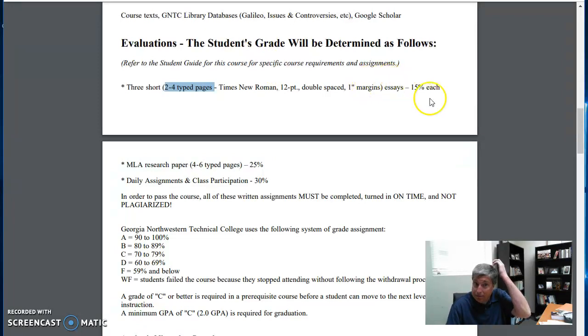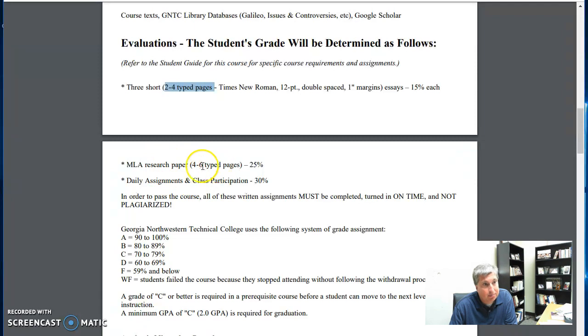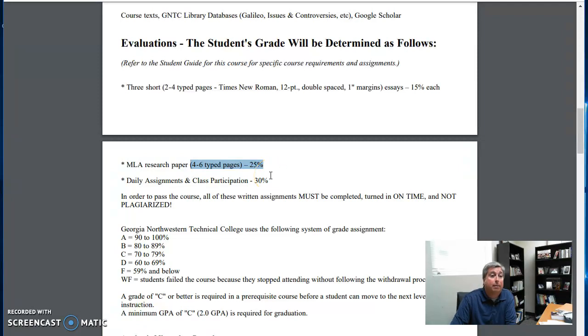Those 3 essays are 15% each. We write a narrative, a classification essay, and a definition essay. And those will all be defined and explained when you get into the course. And then the research paper is longer, obviously 4 to 6 type pages. It counts 25% of your grade. It counts more, and it is longer, and you cannot rewrite the research paper. It's due the very end of class, the very last day, as you will see. So you will not have an opportunity to rewrite it. It needs to be really good right off the bat.